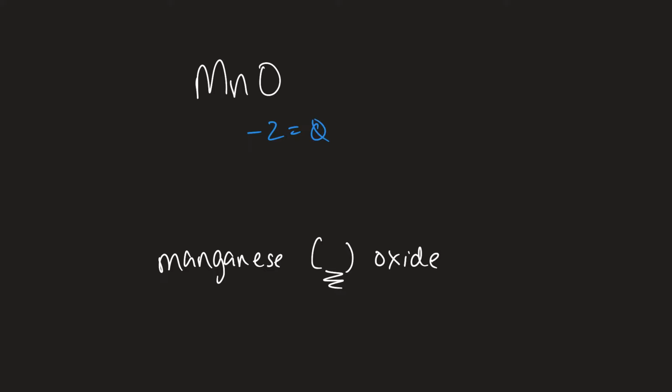So what -2 equals 0? Well, you guessed it. It has to be +2. And simply because there's only one manganese, this one manganese has a charge of +2. So it's manganese 2 oxide. Let me rewrite this so it looks better. Manganese 2 oxide. Okay. Let's do a couple more. I like this. Let's do more.